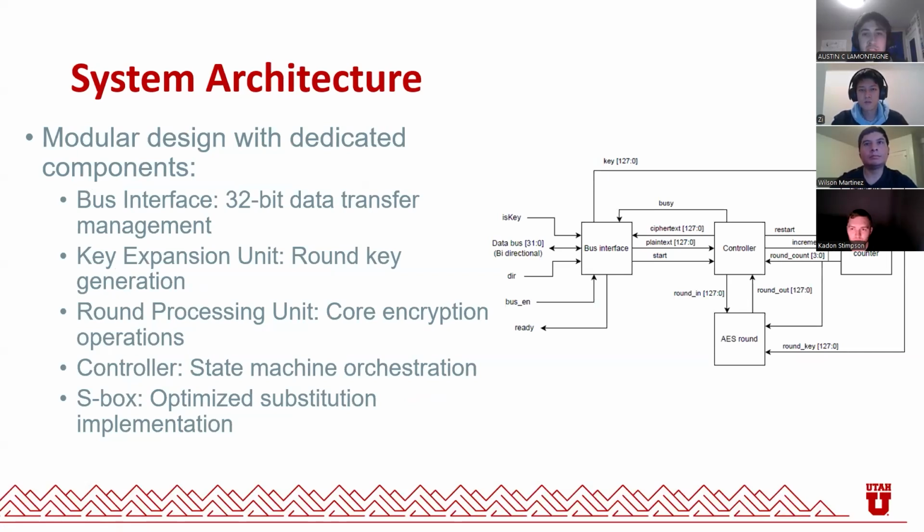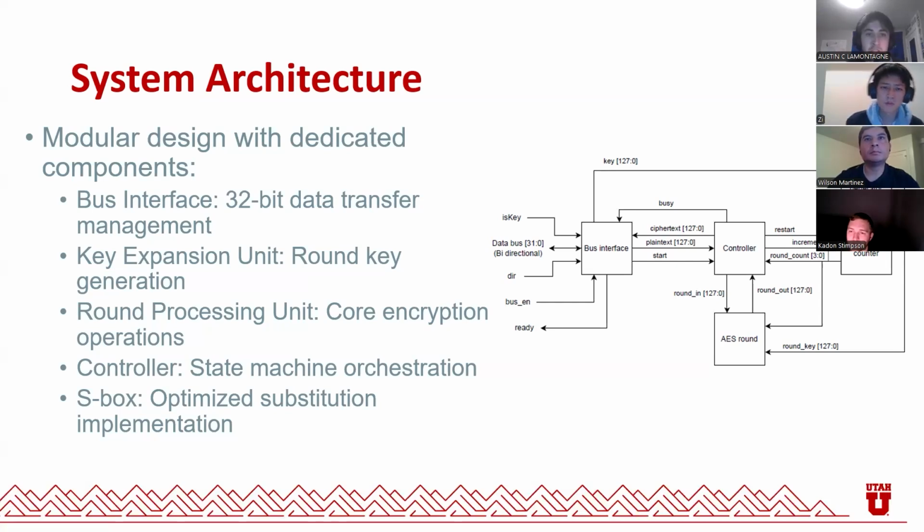So for the system architecture, we have a modular design. We have a bus interface, a key expansion unit, a round processing unit, a controller, and then we have an S-box, which is implemented as one of the parts of the AES round, which will be talked about more later.